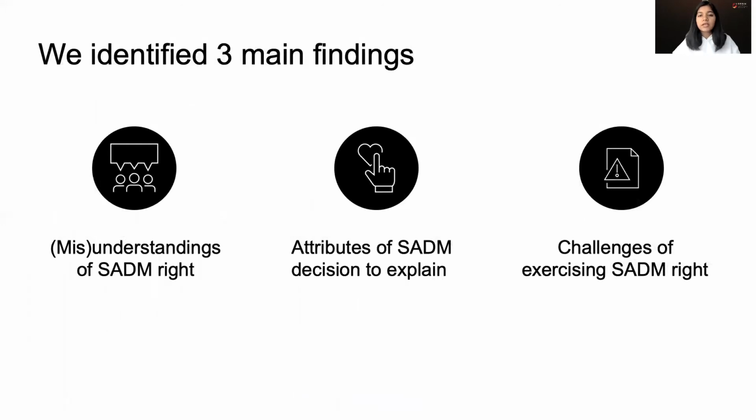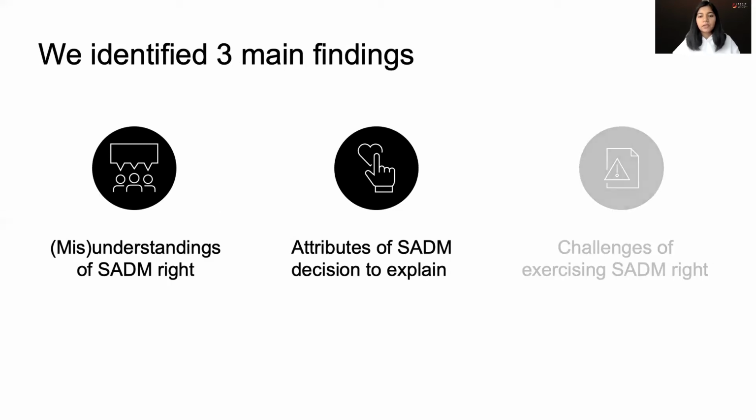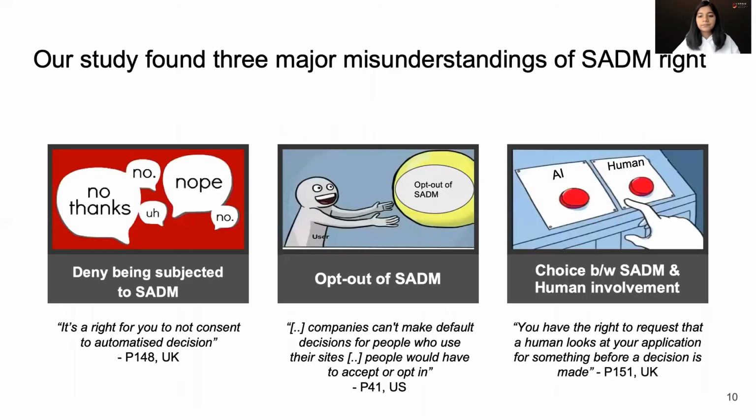Our results included 3 main findings. 1. People's understandings of the right. 2. Attributes of SADM decision to explain. And 3. Challenges of exercising the SADM right. I will now expand on the first 2 findings in this presentation.